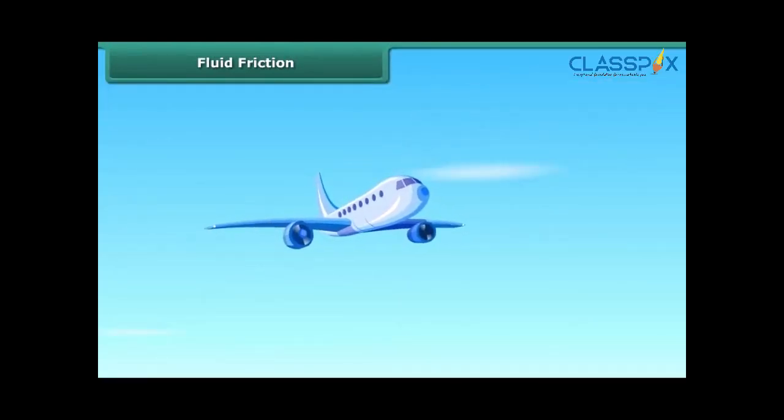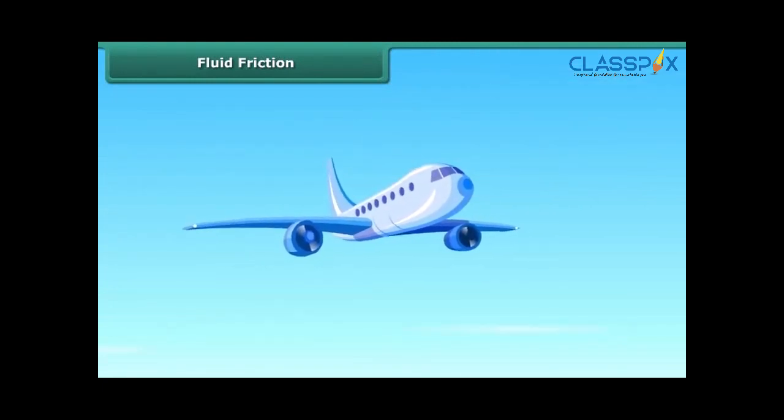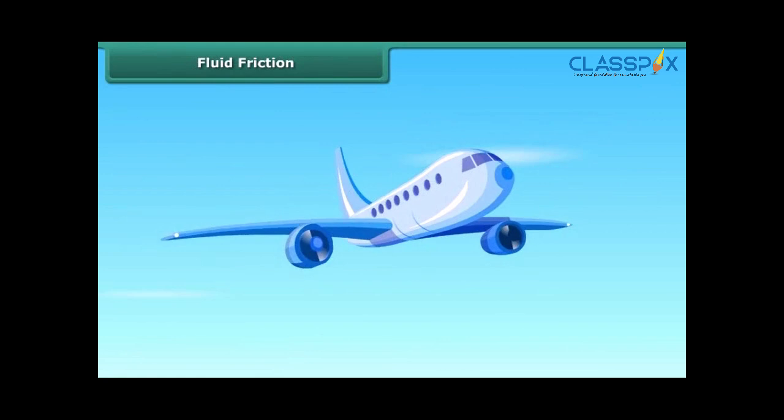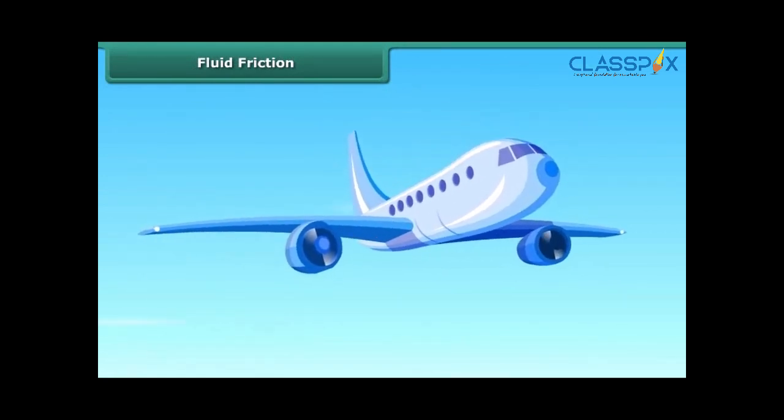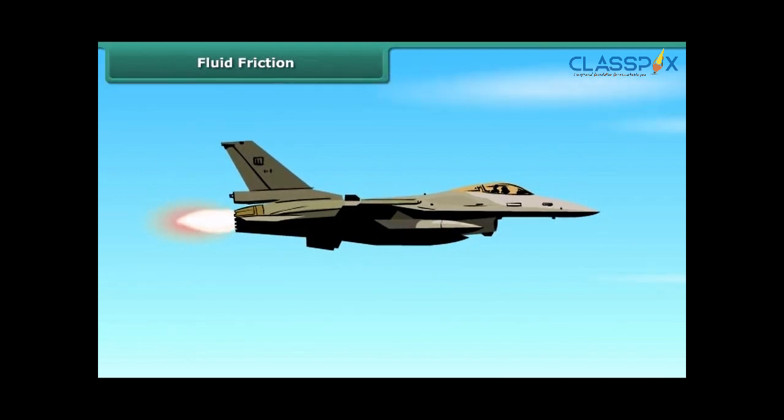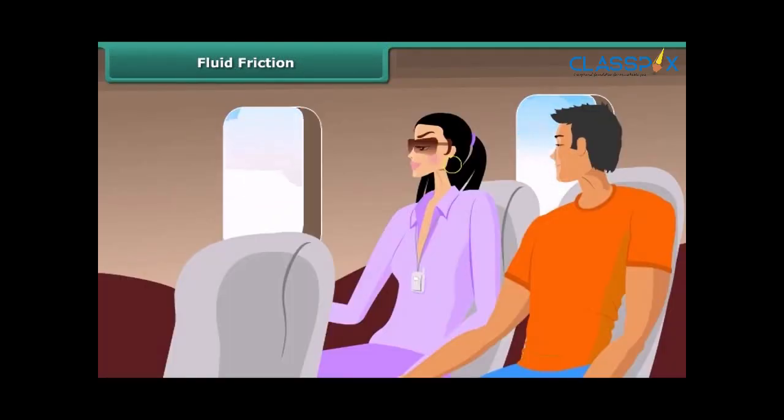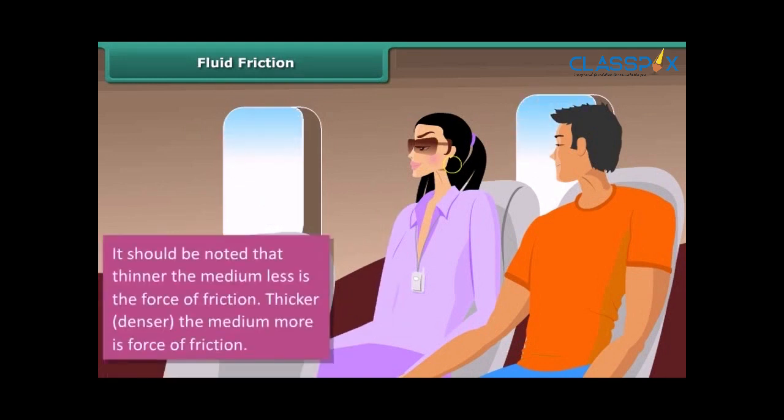Aeroplanes flying through air also face force of friction. Since aeroplanes move fast, the force of friction between them and the air is high. The jets and supersonics move with a faster speed than aeroplanes. While flying, these airplanes get heated on the surface from the heat generated due to the force of friction. The inside of the plane is insulated to protect the passengers from heat generated on the surface. It should be noted that thinner the medium, less is the force of friction. Thicker, denser the medium, more is the force of friction.